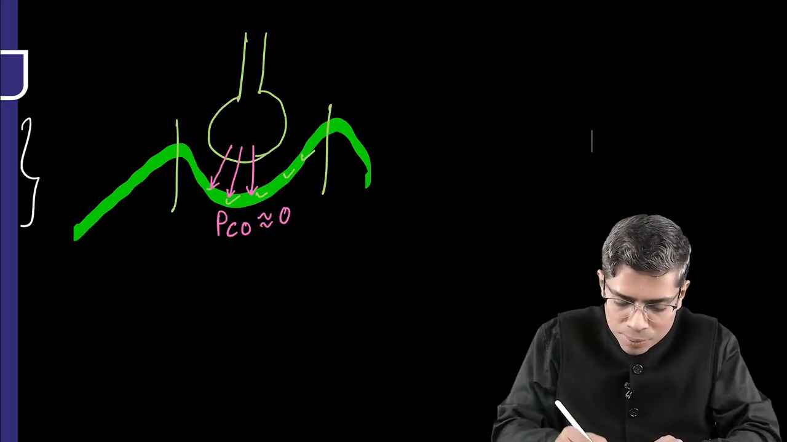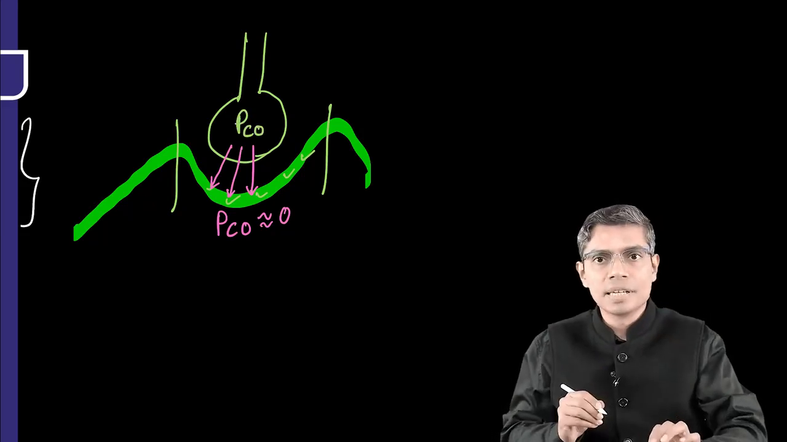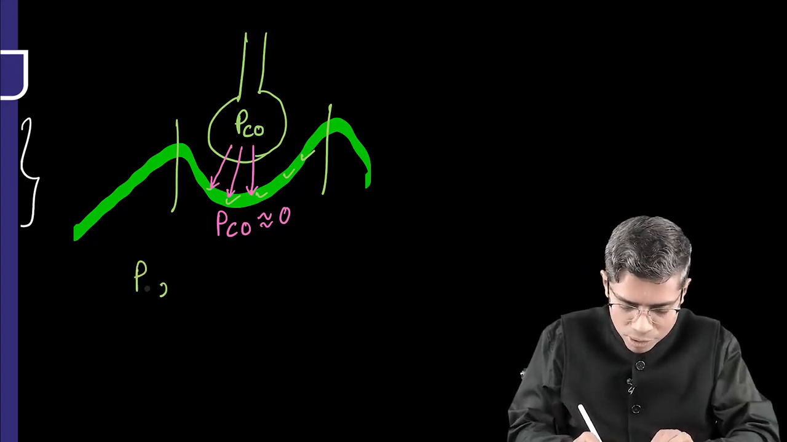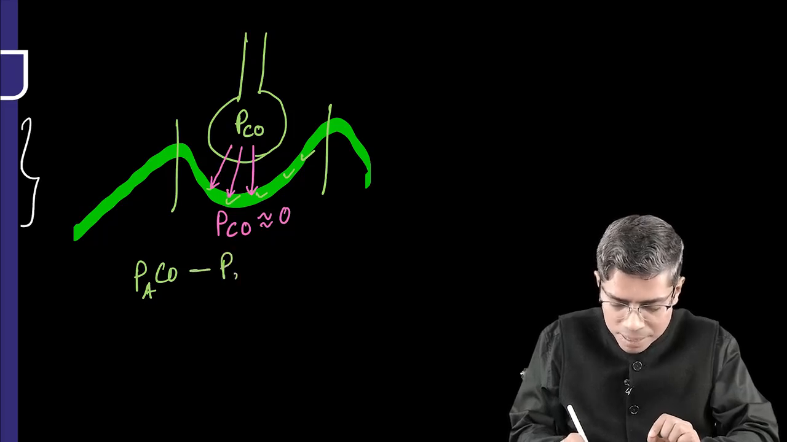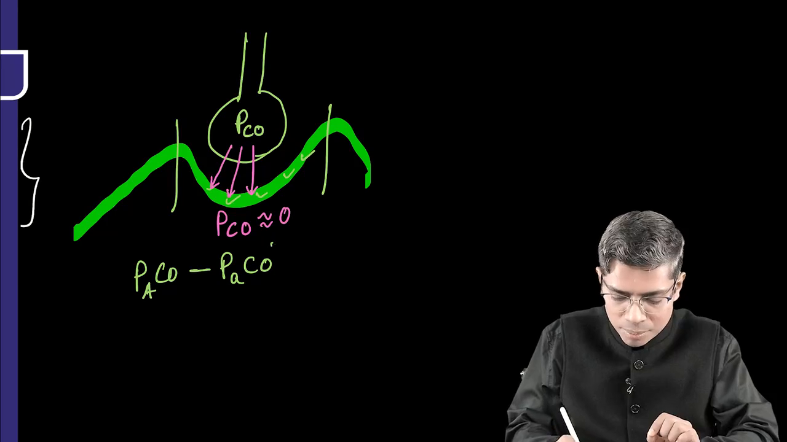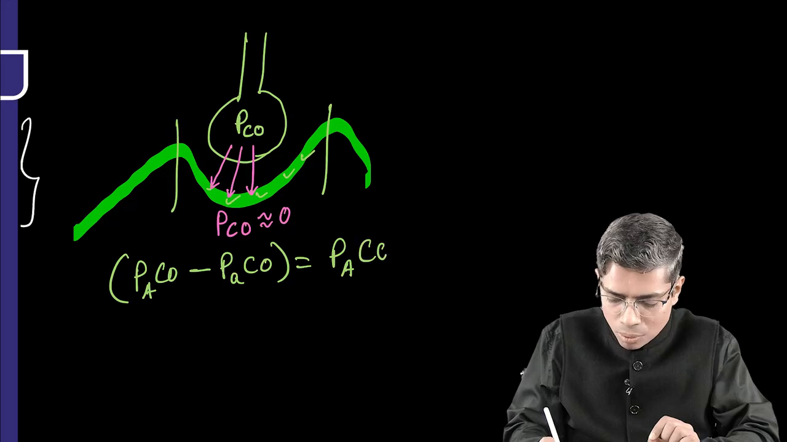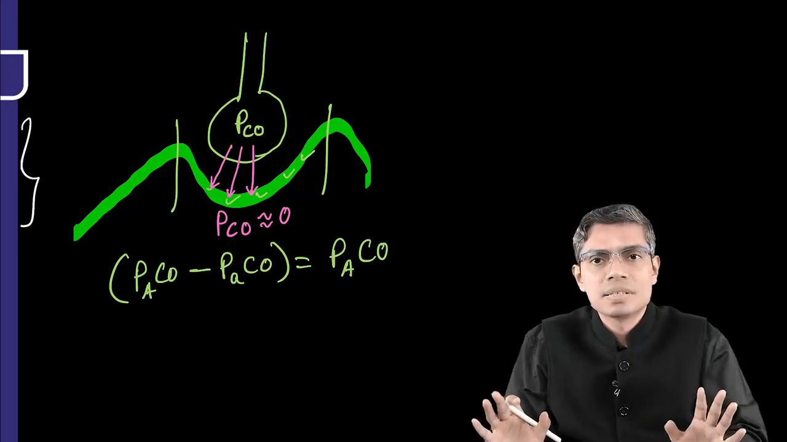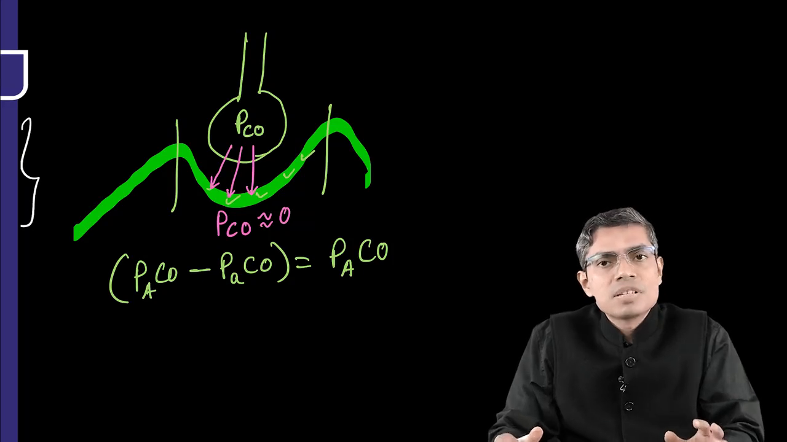That means this difference of partial pressure between alveoli and arterial blood, you don't have to measure for carbon monoxide, because if you measure only the partial pressure of carbon monoxide at the level of alveoli, PACO, partial pressure of carbon monoxide at the level of alveoli, minus the arterial blood carbon monoxide partial pressure will be equal to PACO only. The partial pressure of alveoli is equal to this difference, because at the level of capillary blood the partial pressure of carbon monoxide is 0.